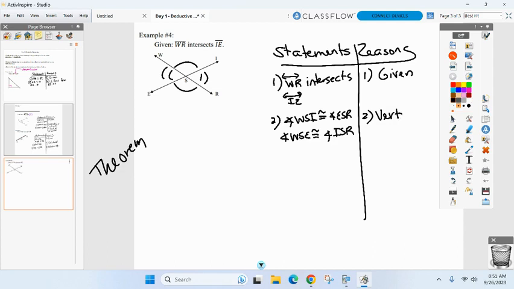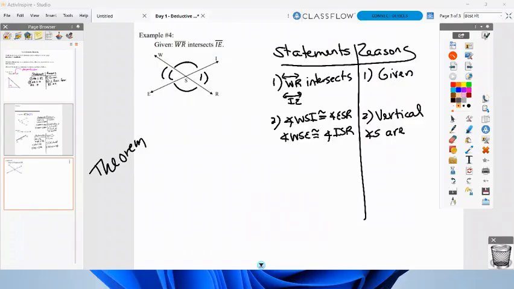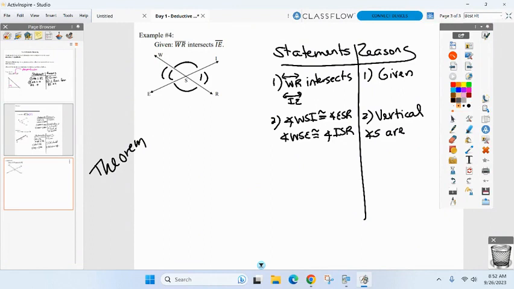Vertical angles are what did we learn from Unit 1? If 2 angles are vertical, they're always what? And what did we just write about them in the statement? They're always equal. Well, congruent's fine. Okay, vertical angles are congruent. If you see 2 angles are vertical, they're always congruent.